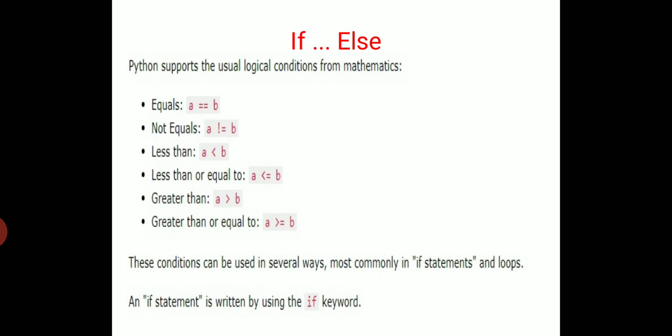Okay, so here we have some symbols. First is equals. How can you define equals? In the previous slide I showed you in operators that if a equals b, we use double equals. Not equals uses an exclamation mark, then greater than, less than, greater than or equals to, or less than or equals to. So you can remember all these logical operators for using the if and else statements.